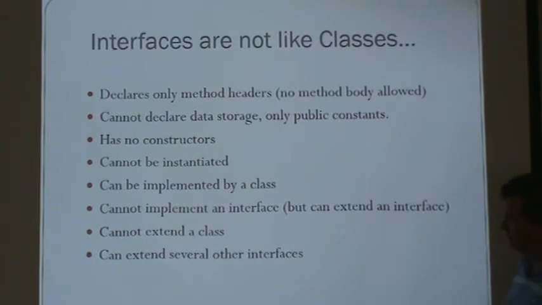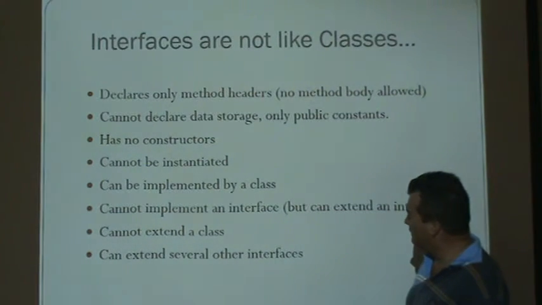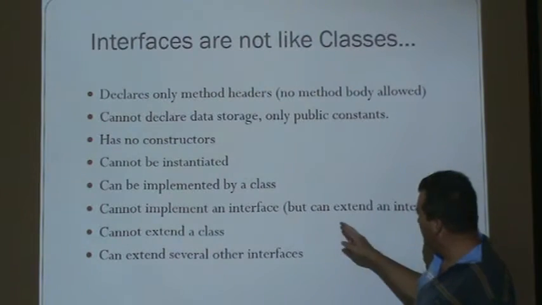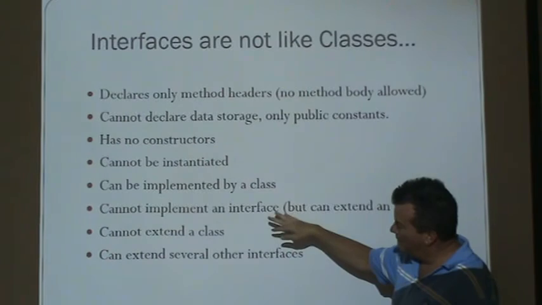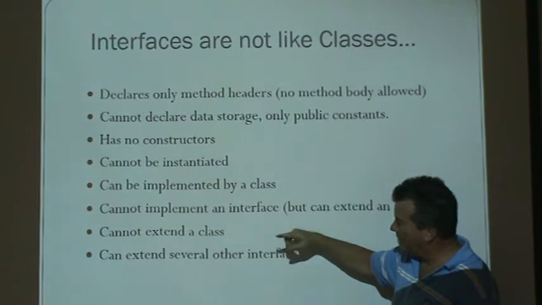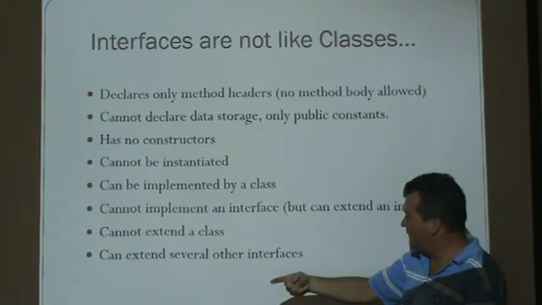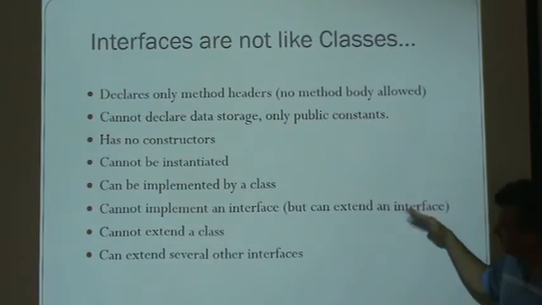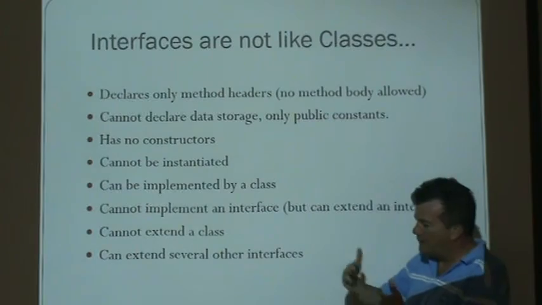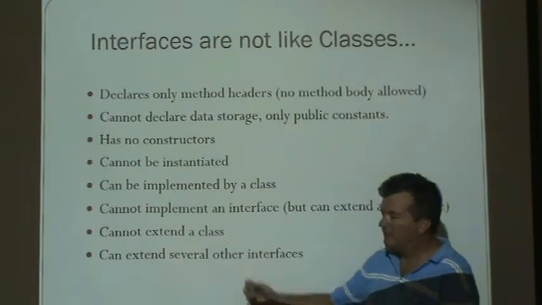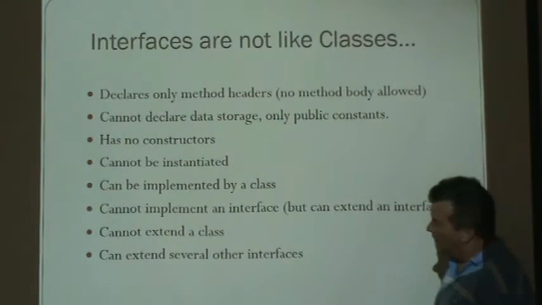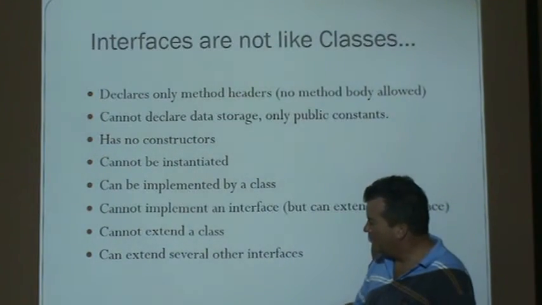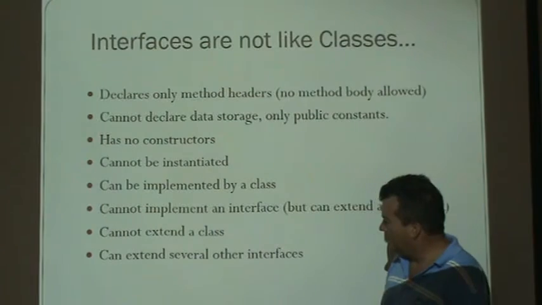An interface cannot implement an interface, but can extend an interface. So an interface cannot implement another interface, but we can extend it. I go over a little example later on. We can extend it to say an interface has a capability and then it can extend to another capability, have more capability. Okay. It cannot extend a class and can extend several other interfaces.